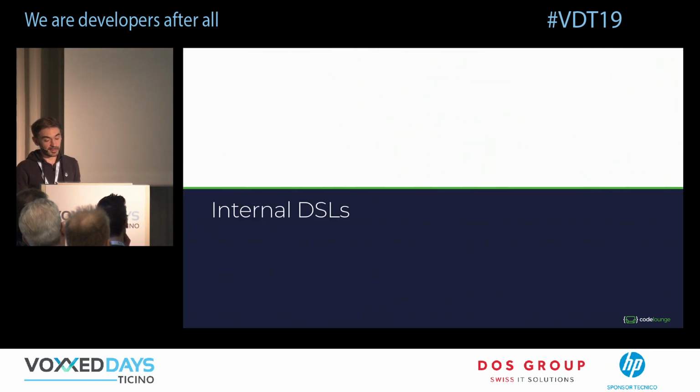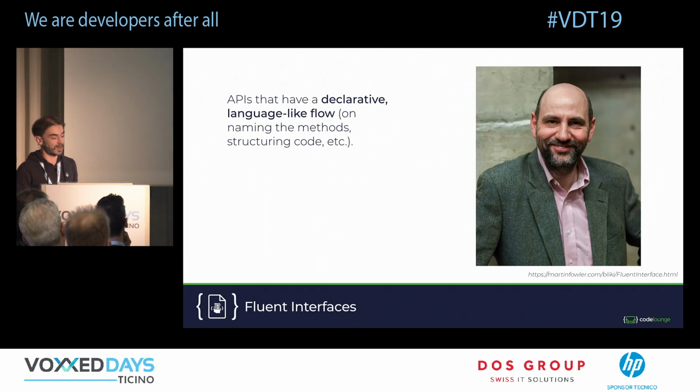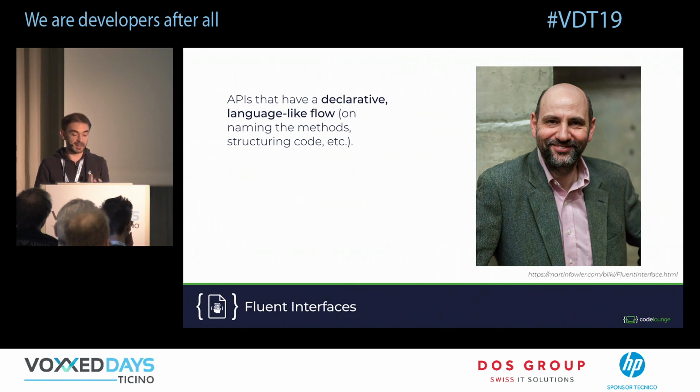An internal DSL has many forms. One of the easiest forms is the so-called fluent interface. These are APIs that have a declarative, language-like flow. You read some code, and this API reads like natural language, like you're reading a natural language specification of something. You have probably seen it many times, but never realized exactly that this was the case.